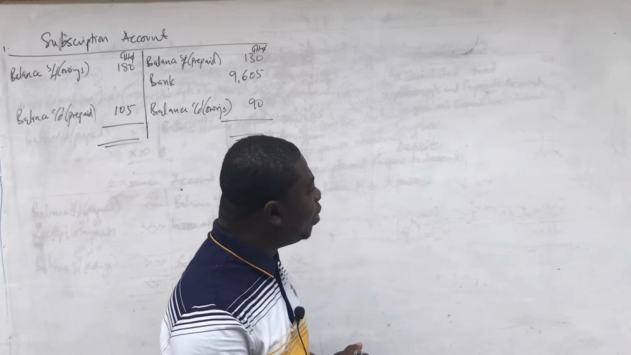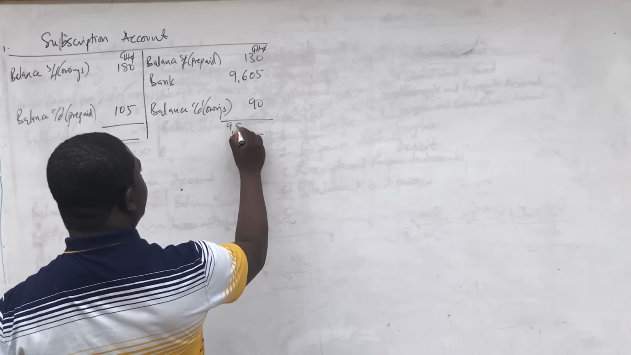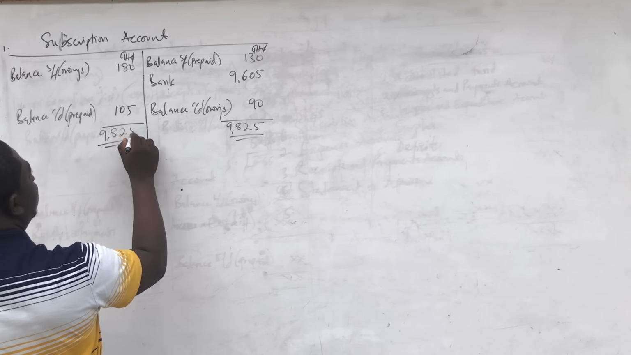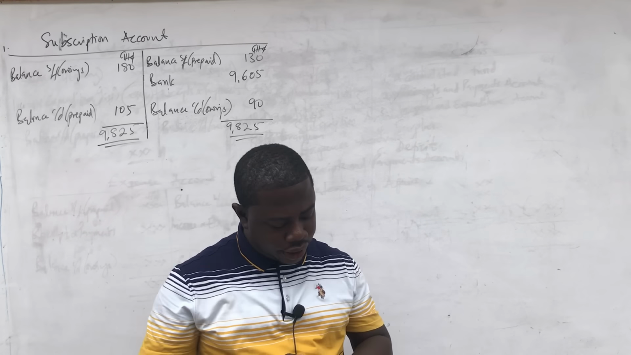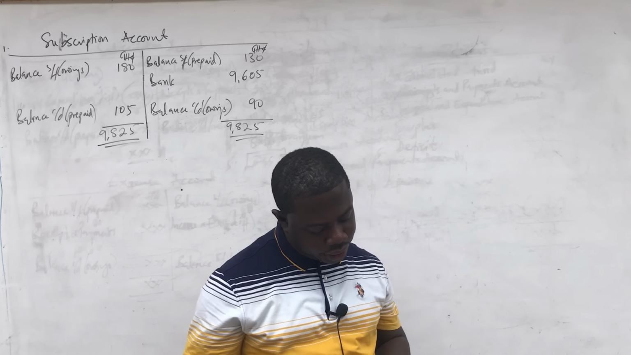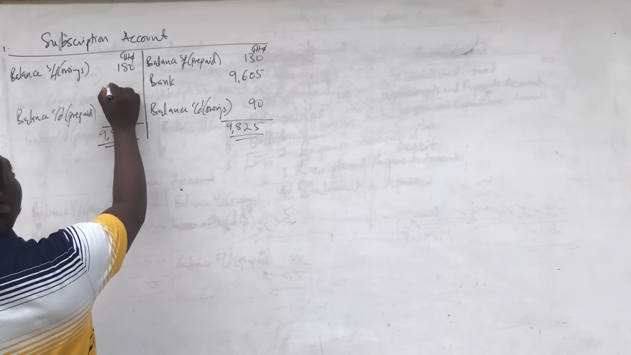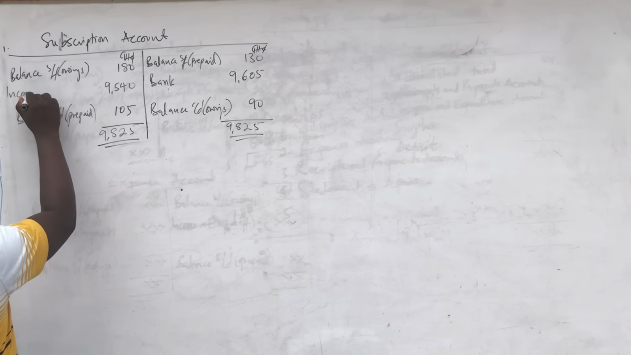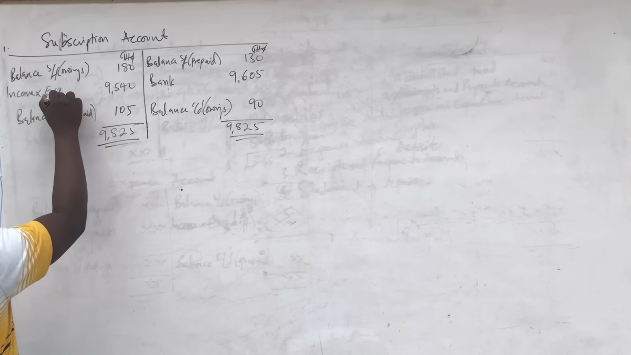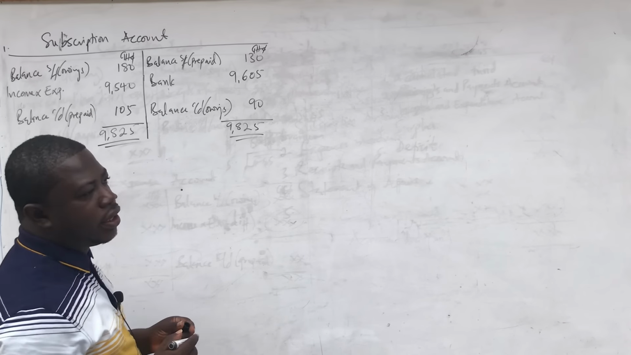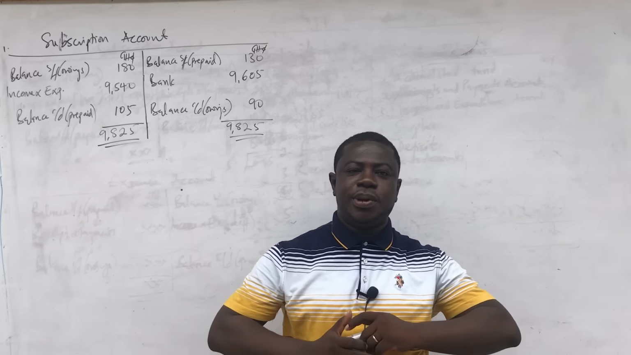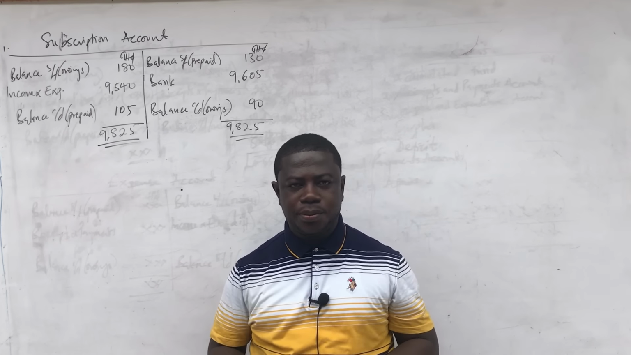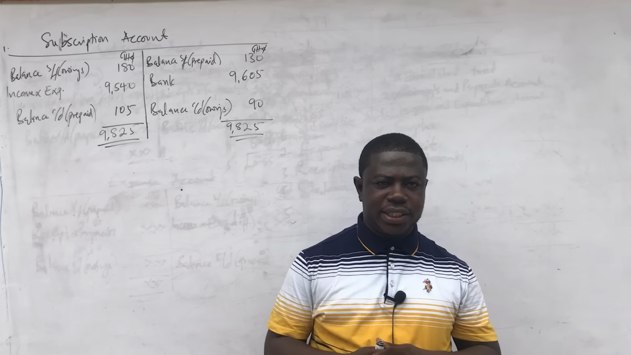So the total will be 9,825 for both sides. 9,825 Ghana cedis, and that gives us a difference of 9,540 for the income and expenditure. So this is the figure that we are going to take to the income and expenditure account as revenue in respect of subscription. I'm sure we are okay on that.